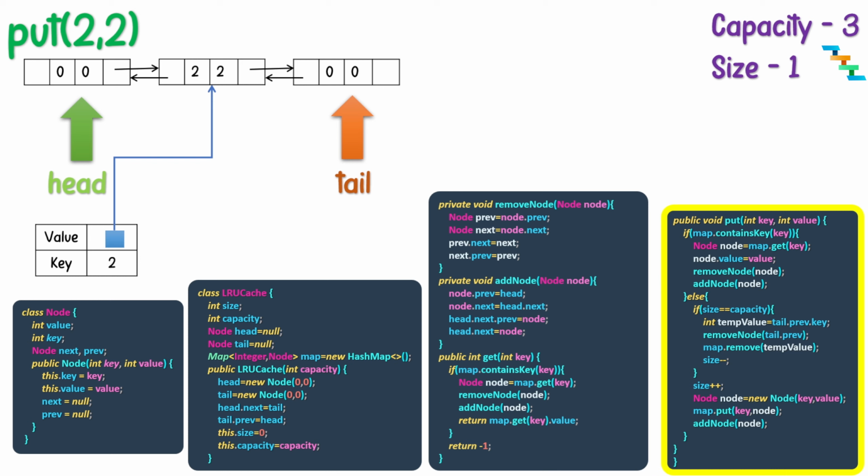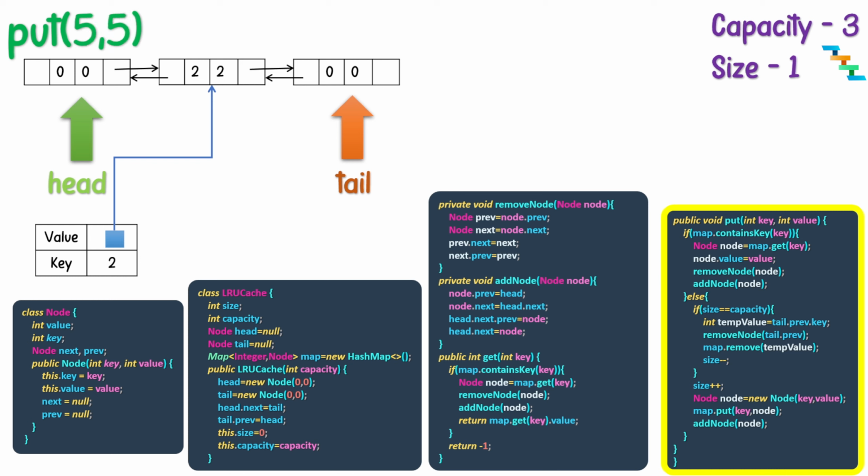Next, use the add node function to add this node to the doubly linked list. In the add node function, reference the node 2's previous reference to the head and this node's next to the head's next, which is tail. Reference the tail's previous reference to the node 2 and node's next reference to the tail.